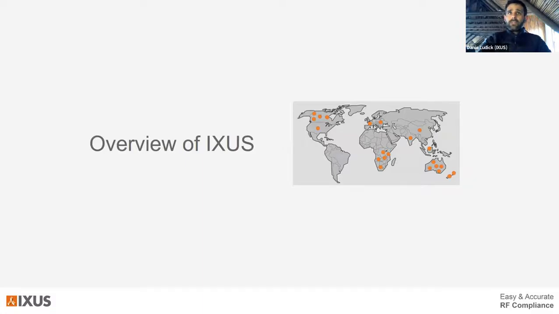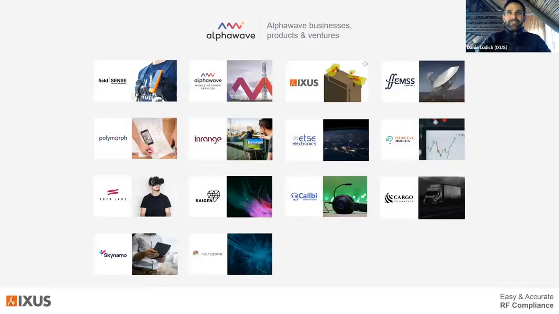what is IXUS? Who is IXUS? Who are we, and what are we trying to sell you? So firstly, IXUS is part of a pretty big technology investment firm called Alphawave, and we've got quite a diverse bunch of companies, sub-companies, or products within this big investment firm. It ranges from field apps to machine learning, electronics, and so on.